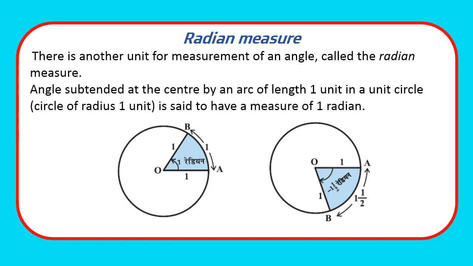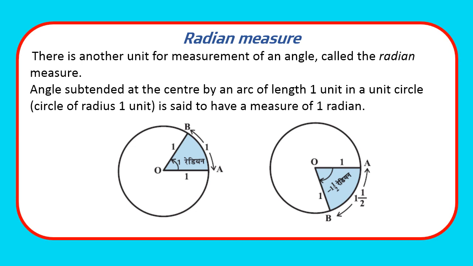Now if we have the second figure, the radius is 1 but the length of the arc is 1/2, moved in the clockwise direction. Since it is in the clockwise direction, it is minus, and since the length of the arc is 1/2, the angle will be minus 1/2 radian.